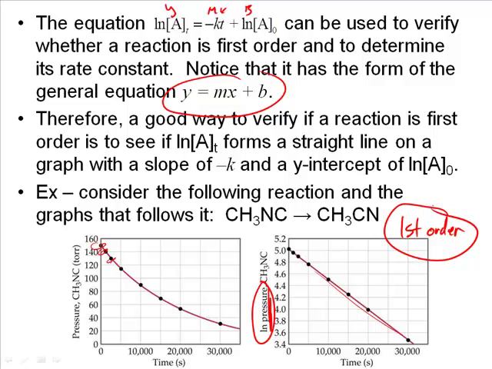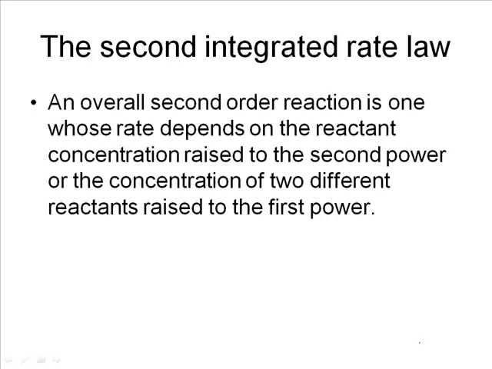Many times they might not tell you whether the reaction is first order, second order, or third order, but they will give you a graph, and you have to be able to look at that graph and go, okay, the natural log is straight, so therefore it has to be first order. And we'll see what a second order one looks like here in just a second.